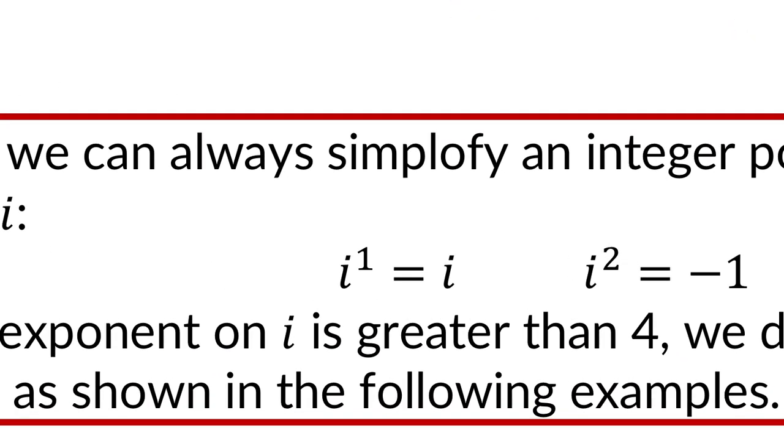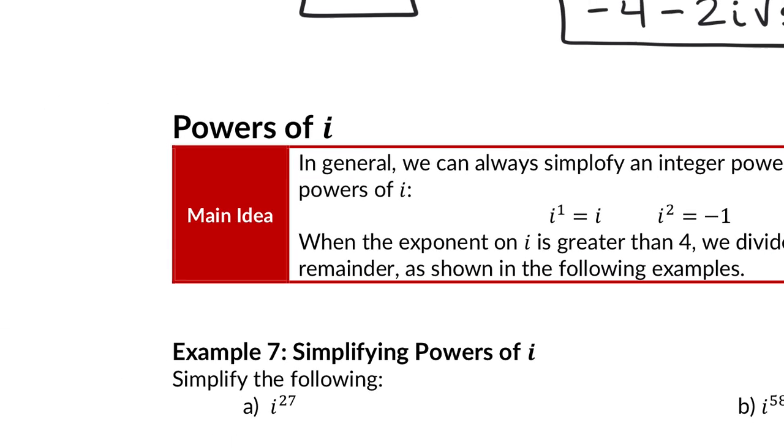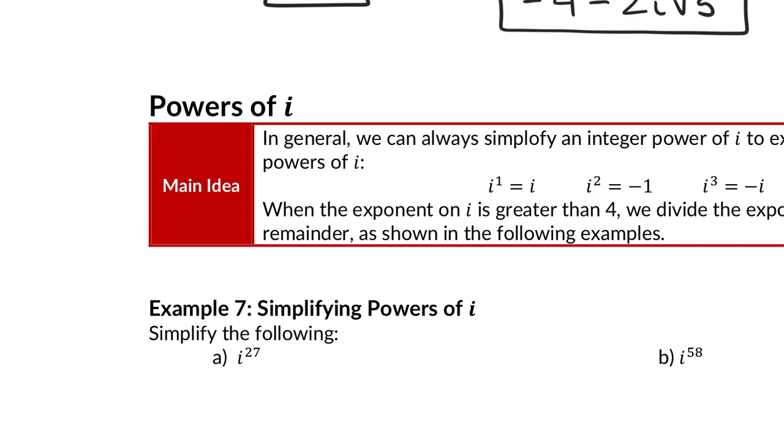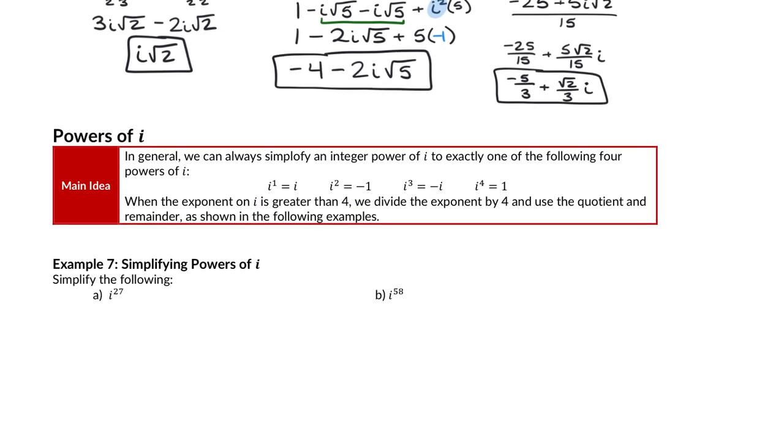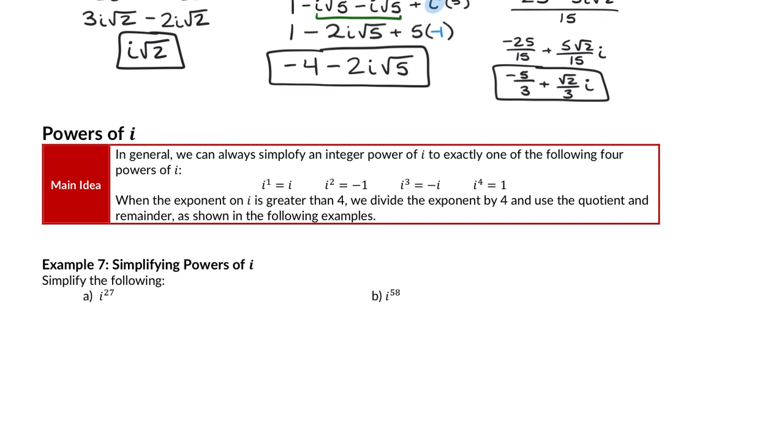Oh, look at that typo. That's so embarrassing. Please ignore. The powers of i pretty quickly when they're really, really large. The little main idea here says that in general we can always simplify an integer power of i to exactly one of the following 4 powers of i, and it lists them there for you.